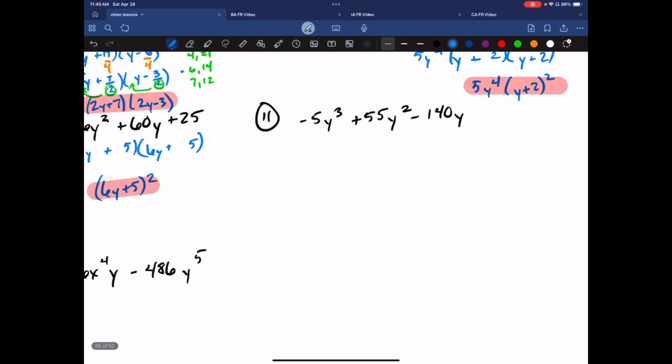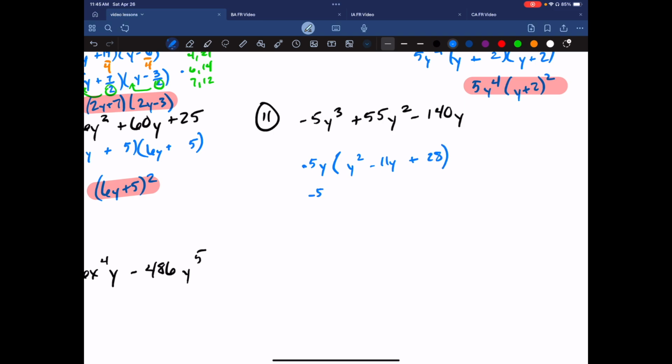Number 11. Again, I don't like that first term to be negative, so I'm going to take out at least a negative. It looks like 5 goes into all of my terms, so I'll take out 5 as well. There's also at least one y in all my terms, so I'll take that out. It's going to be negative 5y on the outside, and on the inside, it's going to be y squared. Because I took out the negative, it's going to be minus 11y plus 28.